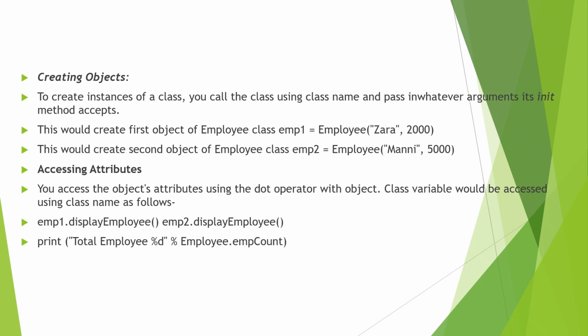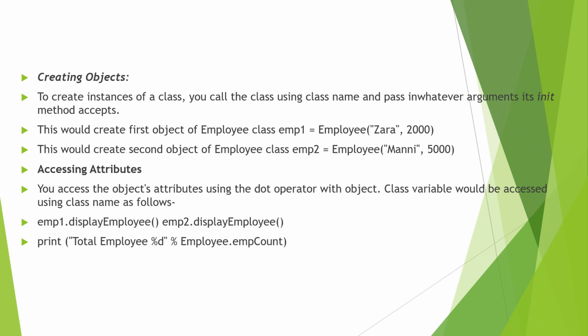Creating objects. This section explains how to create instances or objects of a class. To create an instance of a class, you call the class using its name and pass in the arguments required by its init method. Each time you create an object, Python runs the init method inside the class, initializing the attributes with the given values.